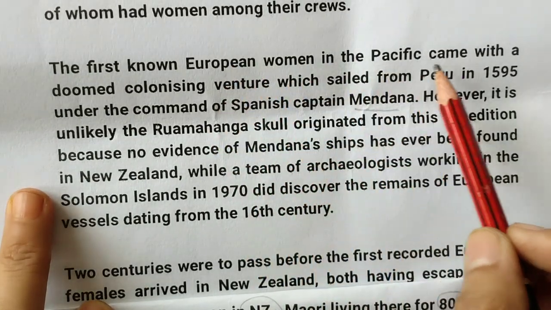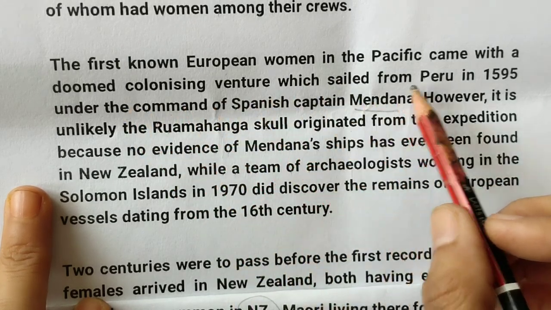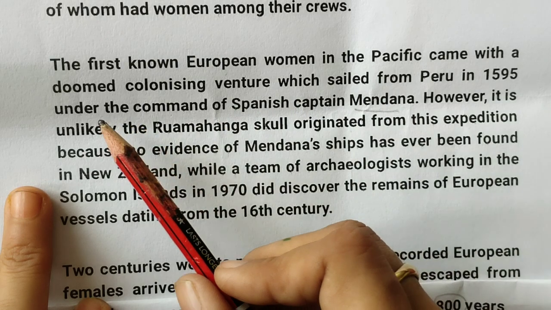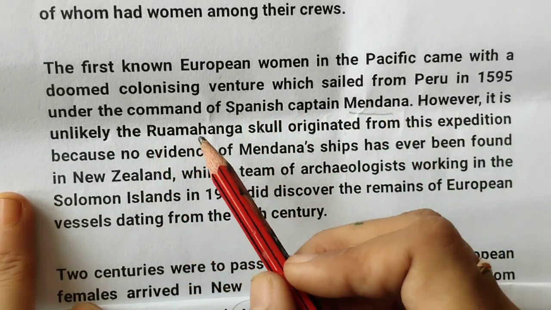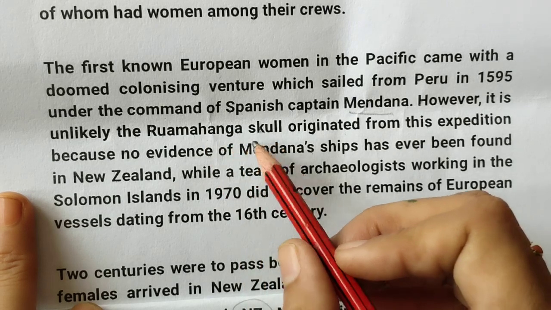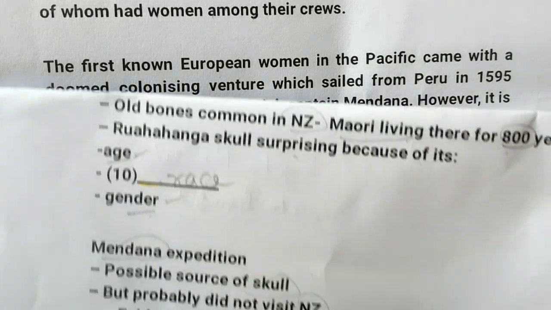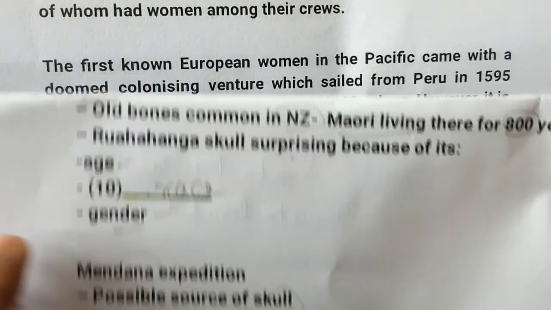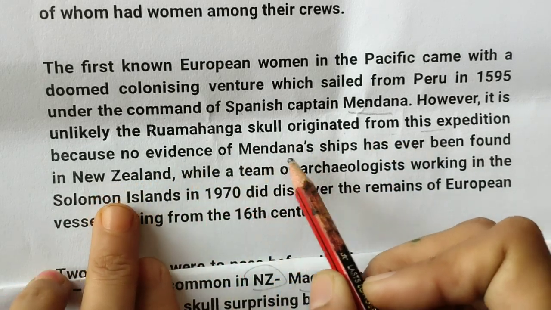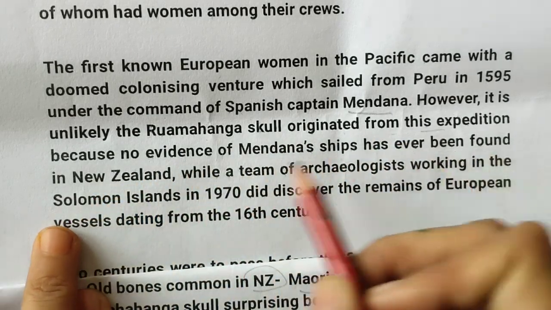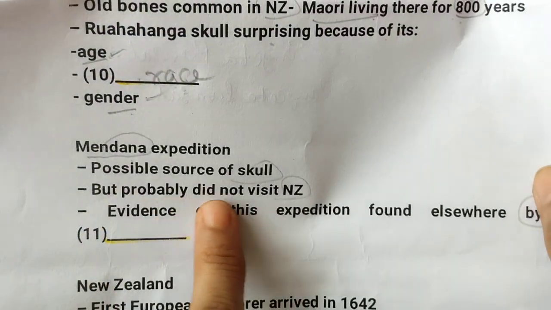European women in the Pacific came, a doomed colonizing venture which sailed from Peru in 1595 under the command of Spanish Captain Mandana. However, it is unlikely this skull originated from this expedition. So the expedition word is also there. See this. Because no evidence of Mandana's ship has ever been found in New Zealand. But probably did not visit.